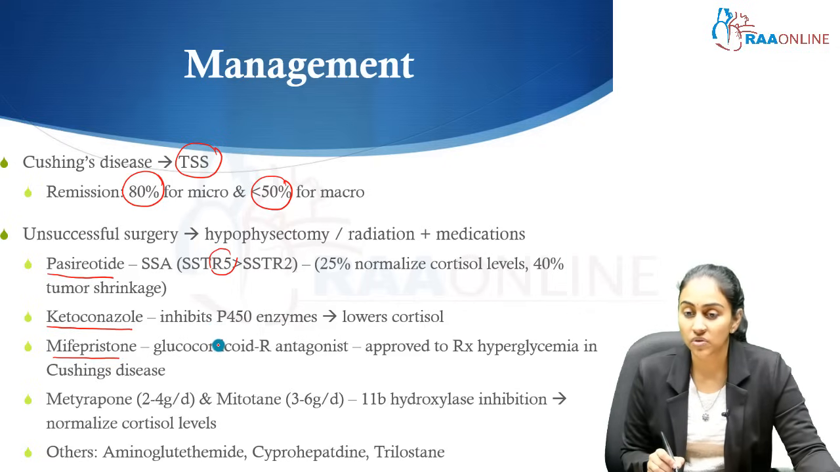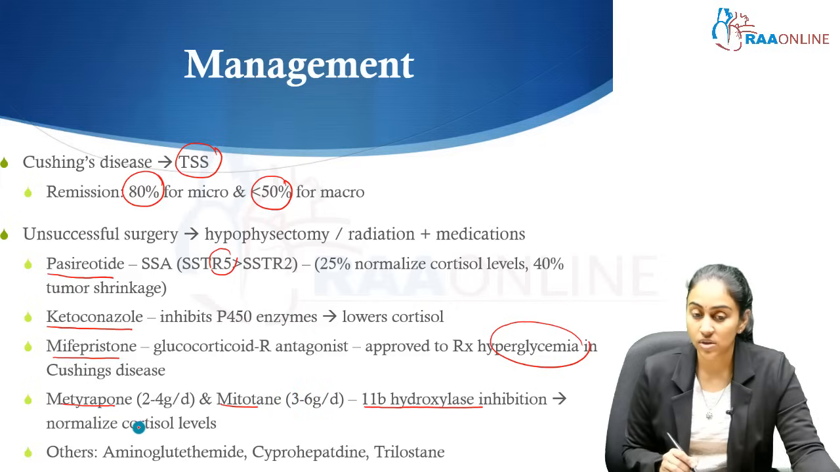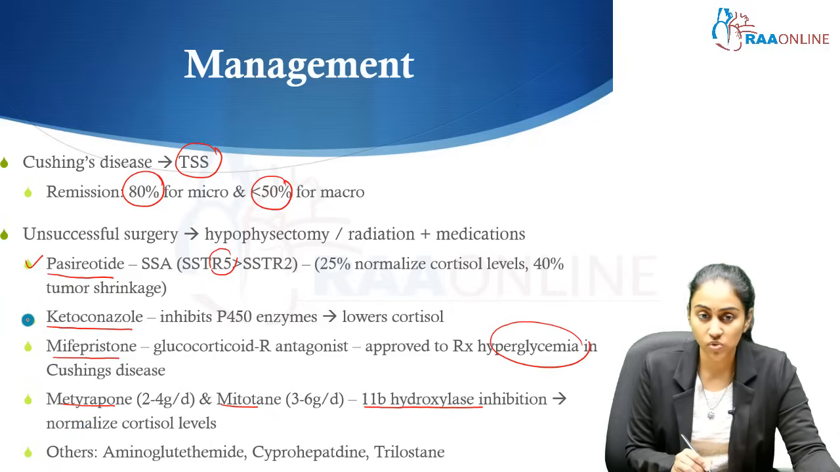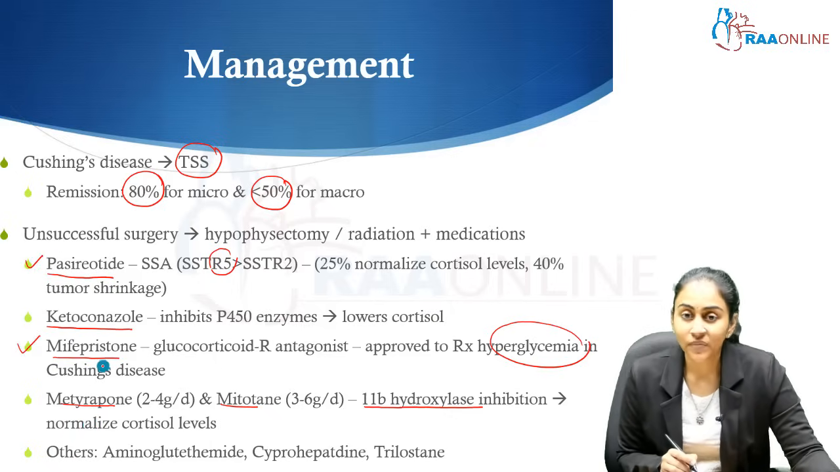Mifepristone is a glucocorticoid receptor antagonist and approved for treating hyperglycemia in Cushing's disease. Metirapone and mitotane again are drugs which work through 11-beta hydroxylase inhibition and normalize cortisol levels. Other drugs like aminoglutethimide, cyproheptadine and trilostane can also be used. These are the important ones to remember: pasireotide, ketoconazole and mifepristone.